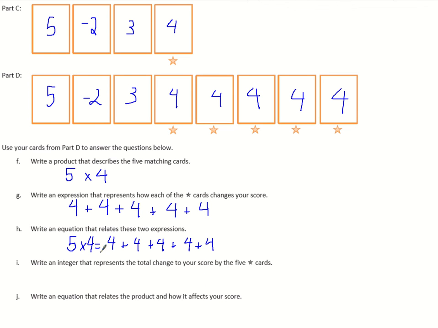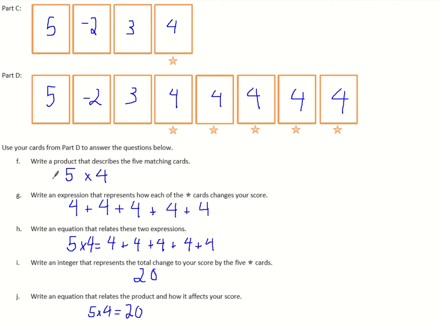So what is that total change? Well, what is 4 plus 4 plus 4 plus 4 plus 4? Well, that's going to be 20. And 5 times 4 is equal to 20. Now, I'm sure you can see why I wanted parts C and D first, because they're actually dealing with our positive numbers here. So, seeing this dealing with positive numbers, it makes sense. We already know how multiplication works when it comes to our positive numbers. It's just repeated addition.